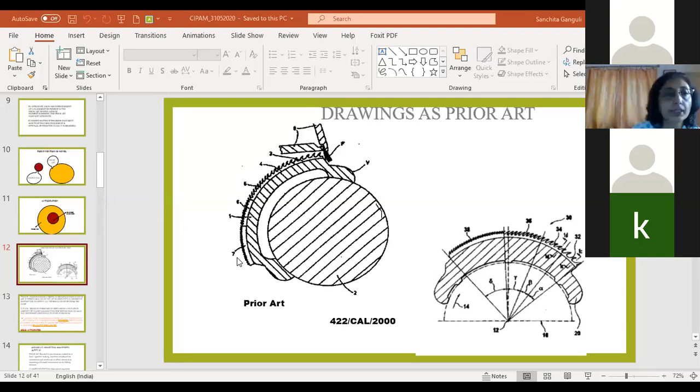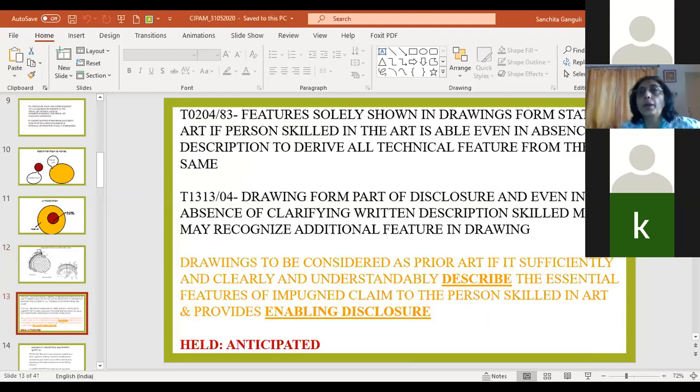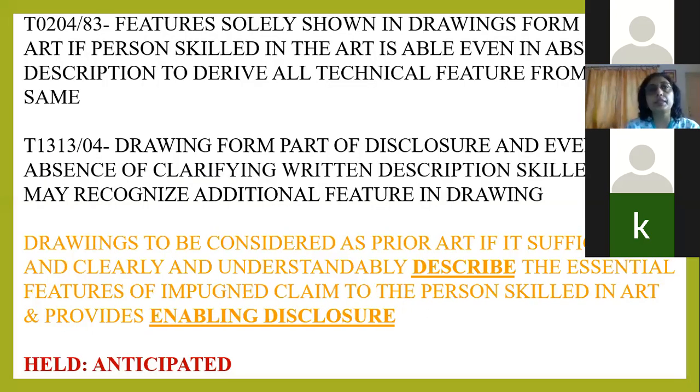So we found a case law in European case law where it says that features solely shown in drawings form state of the art if the skilled person is able to understand the description and all the technical features even in the absence of the description. And another case law was cited where the drawing forms prior art disclosure even in the absence of clarifying written disclosure, as long as the skilled worker is able to decipher the features.